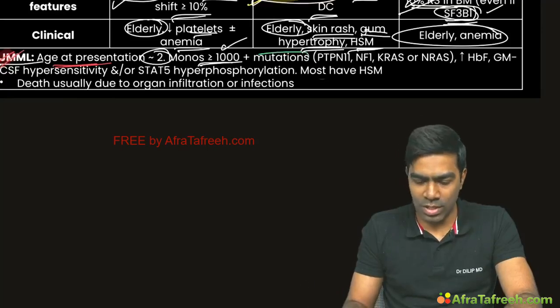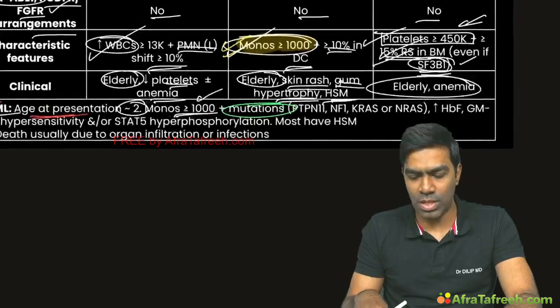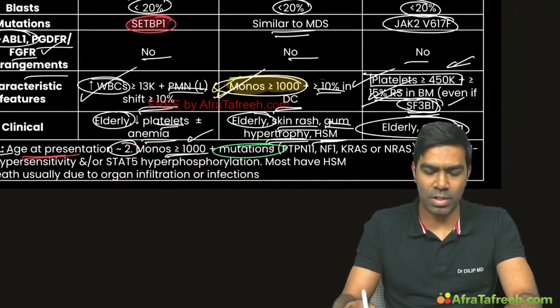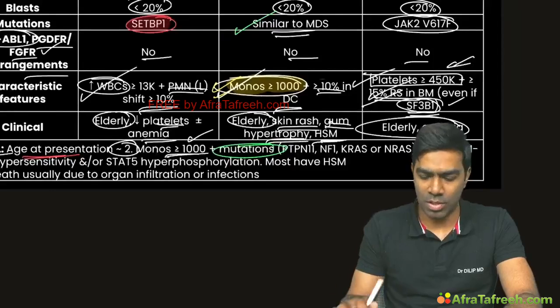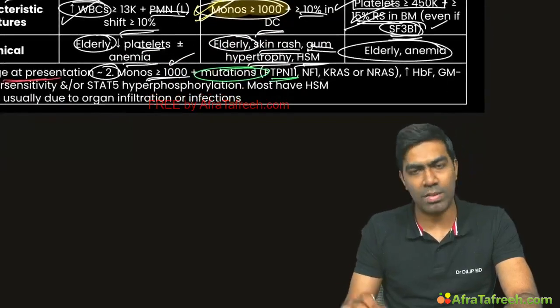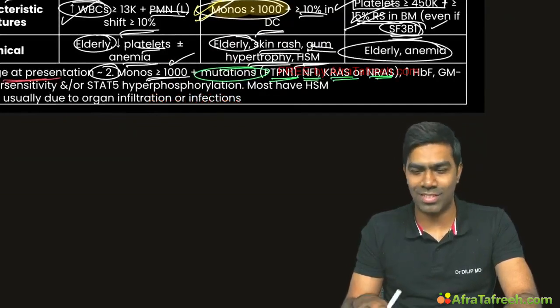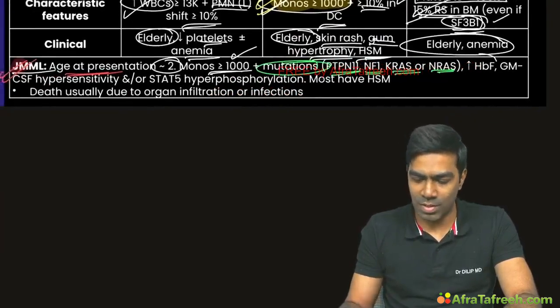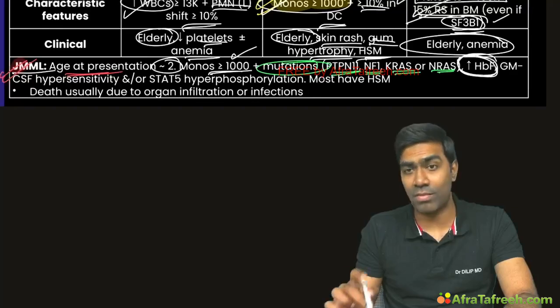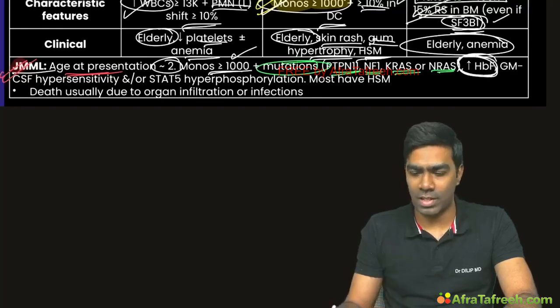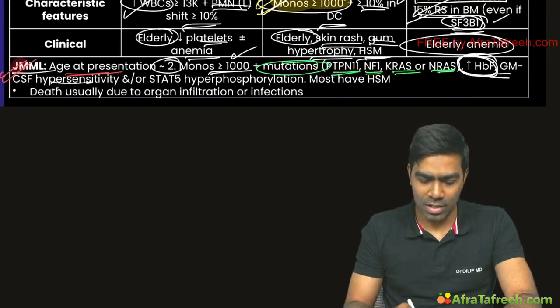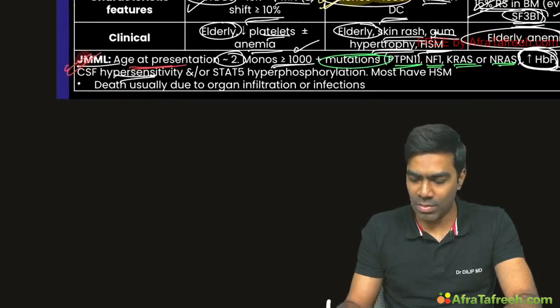And the mutations here will be completely different. When it comes to CMML, the mutations will be similar to that of MDS, right? But here the mutations will be different, like PTPN11 mutations, NF1 mutations, KRAS mutations, or NRAS mutations. And most of these patients will have higher hemoglobin F, a very important point. And they're going to have a higher GM-CSF, or they can have GM-CSF hypersensitivity.